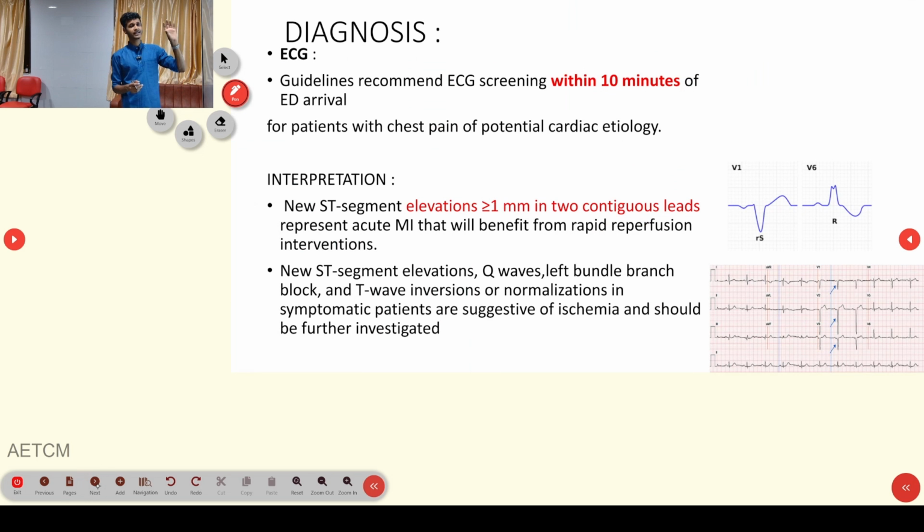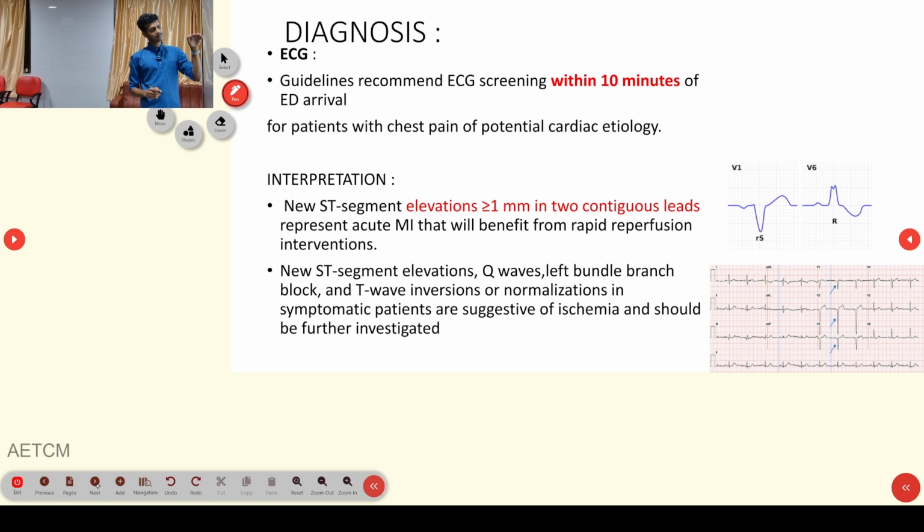And then next is diagnosis. The second part is history and physical examination. Ultimately, ECG is one of the tools we are using in the cardiac system. So as soon as possible we have to do the ECG. In the ED, that means within 10 minutes you have to do the ECG.